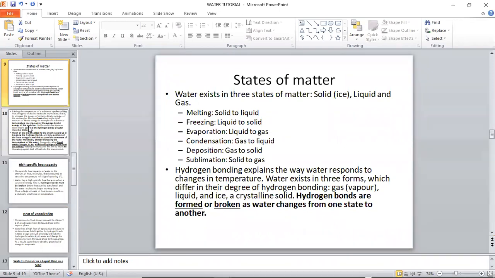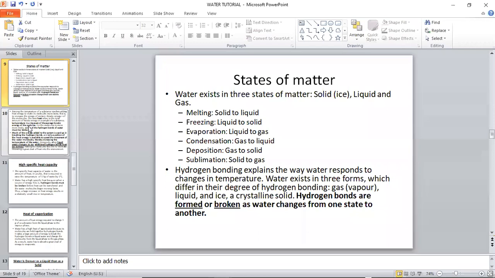When we look at melting, which is simply the change of matter from solid to liquid. We also have freezing, which is a change of state of water from liquid to solid. And then you have evaporation, which is a change of state of matter from liquid to gas. You have condensation, which is change of state of water from gas to liquid, and deposition, which is a change of state from gas straight to solid, or sublimation, which is a change of state from solid to gas.